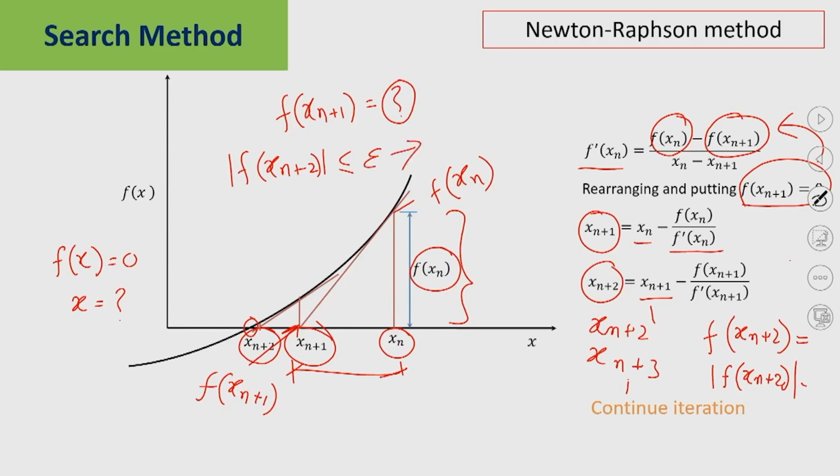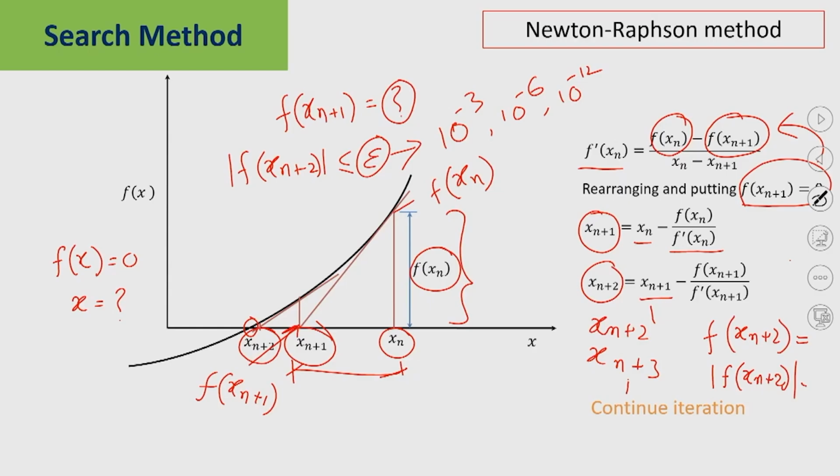So, the epsilon value you can put as a precision, suppose 10 to the power minus 3, or 10 to the power minus 6, or 10 to the power minus 12. As per your desired precision, you can put the epsilon value, and I can terminate this iteration once the absolute value of this particular function is less than that precision. That means epsilon is the acceptable error. Once the function value is less than the acceptable error, I can terminate my iteration.